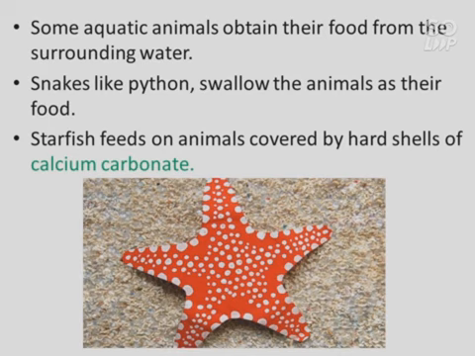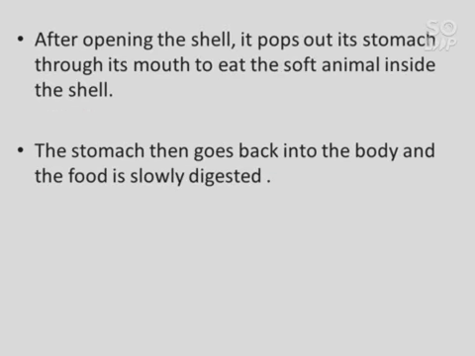In the case of starfish, it feeds on animals covered by hard shells of calcium carbonate. After opening the shell, it pops out its stomach through its mouth to eat the soft animal inside the shell. The stomach then goes back into the body and the food is slowly digested.